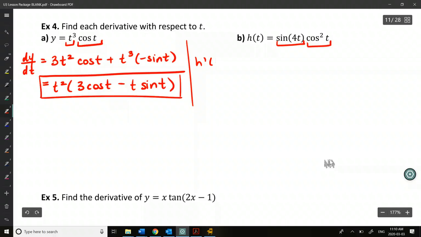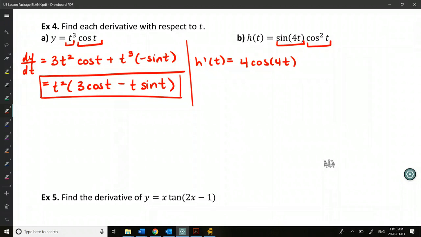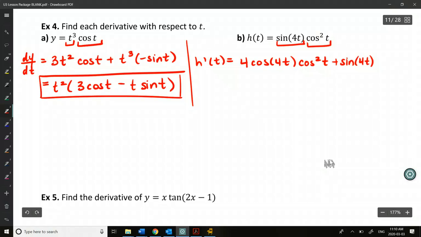So we're going to do derivative of the first. Can someone tell us what the derivative of the first is? I feel like it's cos of 4t times 4. Right, so can we write 4 cos of 4t? Okay, derivative of the first, so the derivative of sine is cosine, then we multiply by the derivative of the inside, which is 4, times the second, plus the first, just as it is, times derivative of the second.